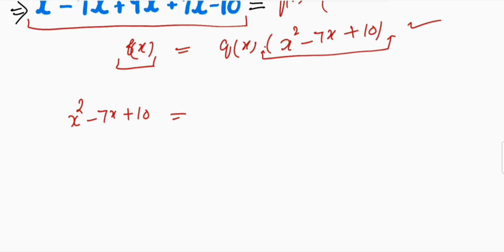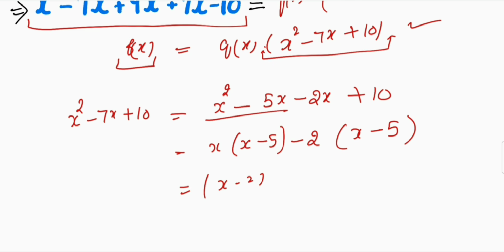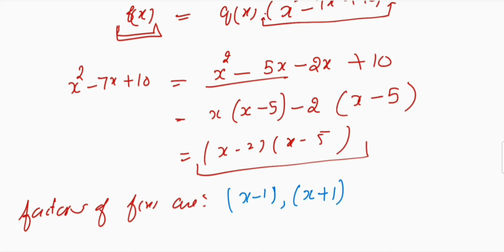We'll use the middle term split method here. So we'll get the factors x square minus 5x minus 2x plus 10. From here x will come out, so it will be x minus 5. From here I'll take 2 out, so this will become x minus 5. So this is equal to x minus 2 and x minus 5. These are the other two factors of this polynomial f(x). So the factors of f(x) are x minus 1, x plus 1, x minus 2 and x minus 5.